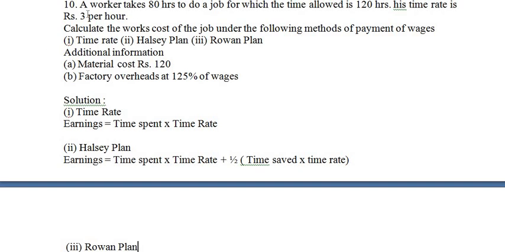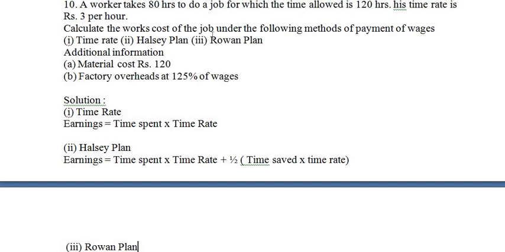I'll read out the problem. A worker takes 80 hours to do a job for which the time allowed is 120 hours. His time rate is rupees 3 per hour. Calculate the works cost of the job under the following methods of payment of wages. They have asked three methods to calculate: time rate, Halsey plan and Rowan plan. Now some additional information they have given. Material cost rupees 120. Okay. Factory overheads at 125% of wages.